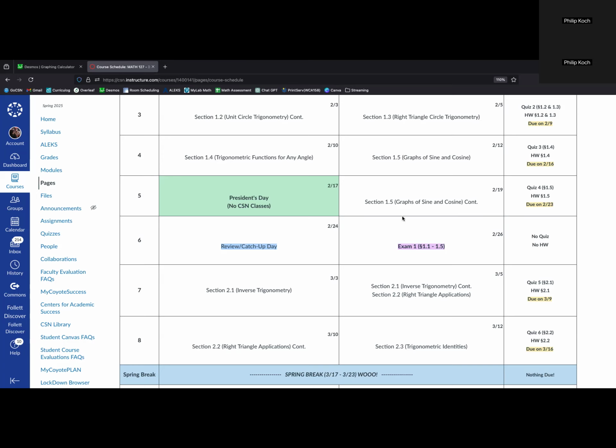But this will be the last section. We'll start it today and we'll finish it on Wednesday of next week. And then I don't think we'll have to do any catch up on Monday on the 24th. But in case we do, we'll finish it there. Otherwise, we'll just spend the rest of that time just doing review.